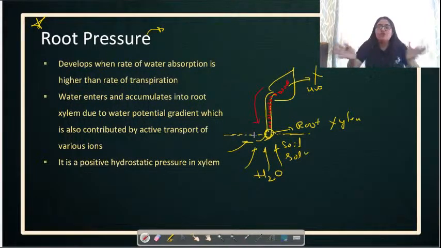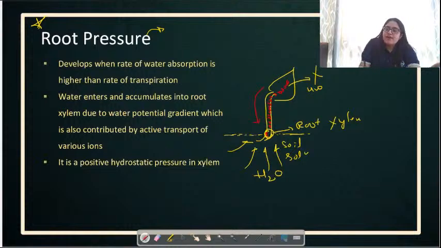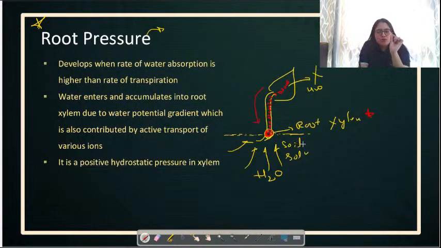So whatever new and extra water molecules are entering with the help of absorption by the root hair cells, they will finally start accumulating in the root xylem. And because of this accumulation of water molecules in the roots, a positive pressure develops, known as root pressure.